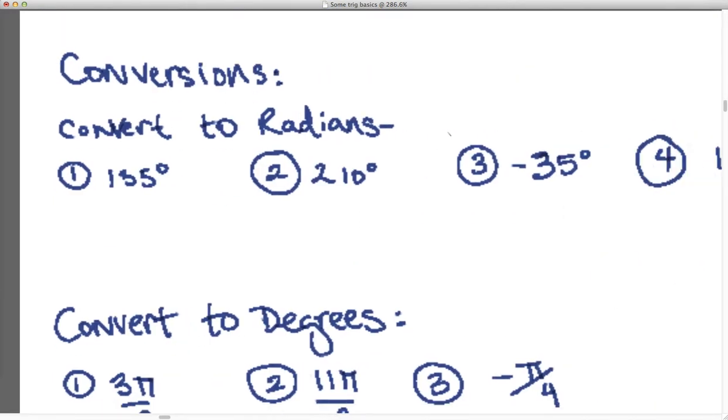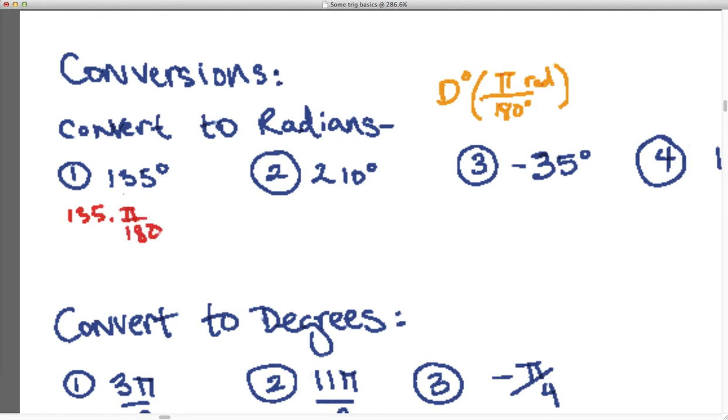If we're going from degrees to radians, you take your degree measure, and we know that we can multiply it by pi over 180, because there's 180 degrees in pi radians. That's the main conversion factor you're using. Okay, so if I use that here, I'd have 135 times pi over 180.